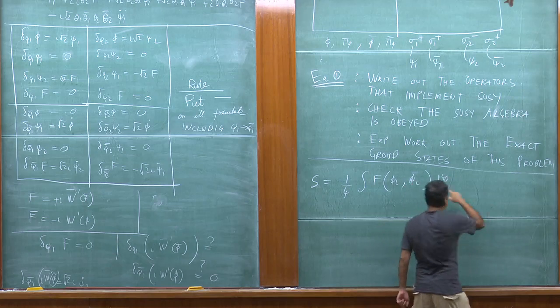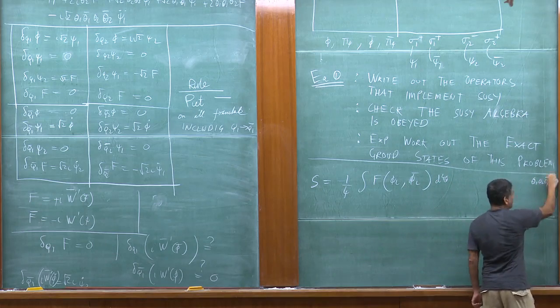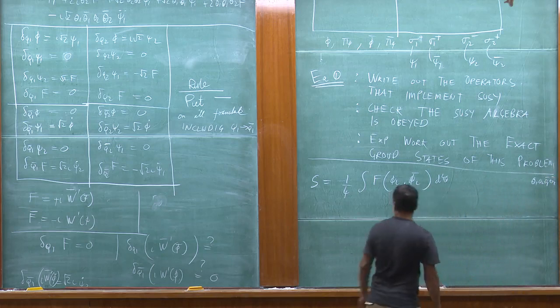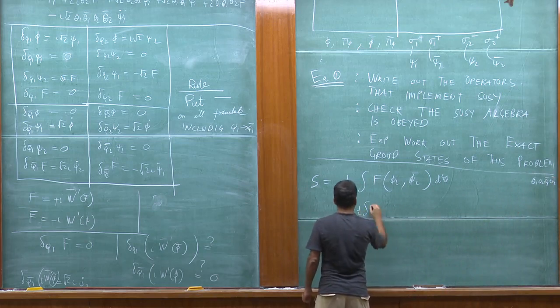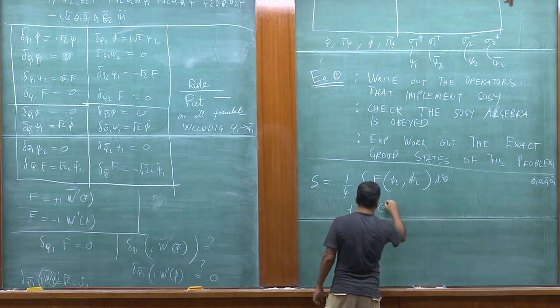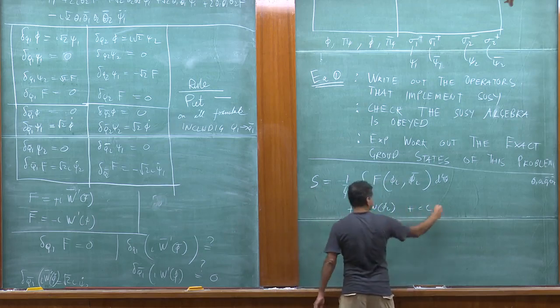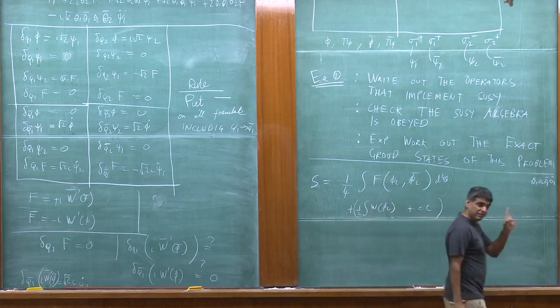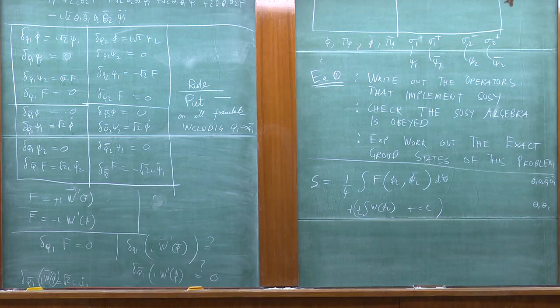By d4 theta we mean the coefficient of theta 1, theta 2, theta 1 bar, theta 2 bar. This is what we mean by d4 theta. Okay? Plus half w of phi I plus cc. And by this w of phi I, what we mean is the coefficient of theta 1, theta 2. That integral. Suppose this was our supersymmetric Lagrangian.